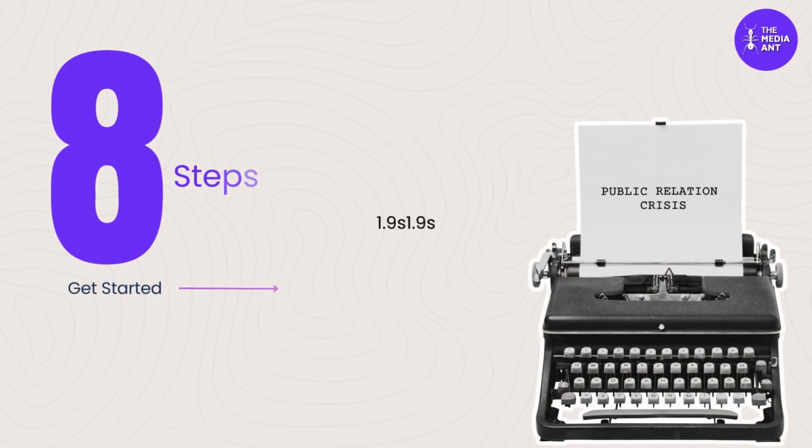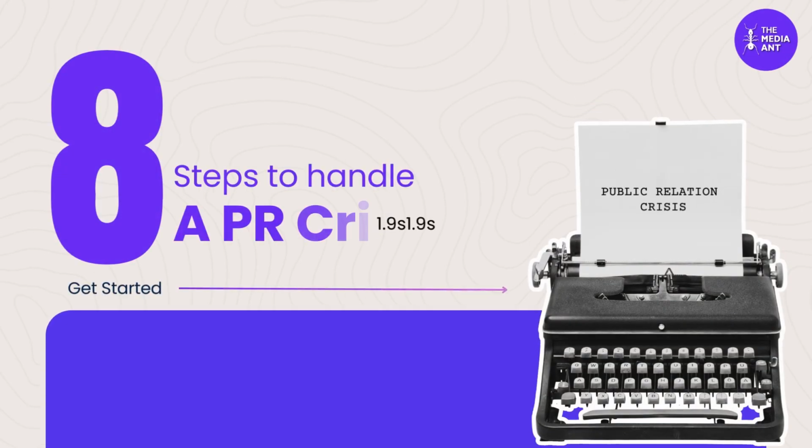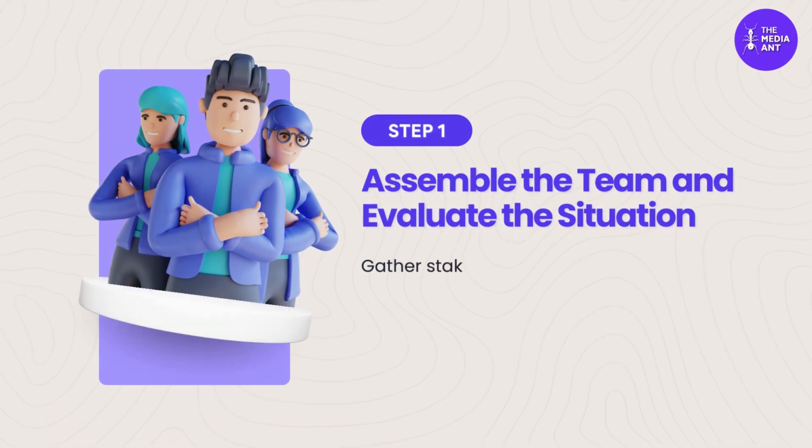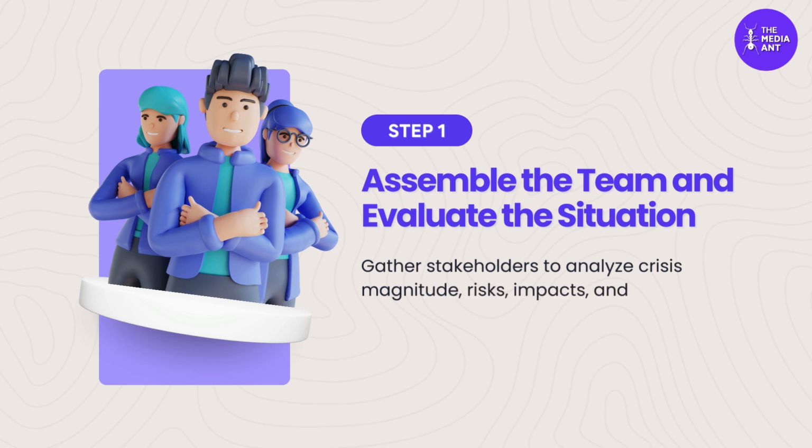In this video, we will discuss the 8 steps for handling a PR crisis. Stay with us until the end. Step 1, assemble the team and evaluate the situation. Gather stakeholders to analyze crisis magnitude, risks, impacts, and root causes.